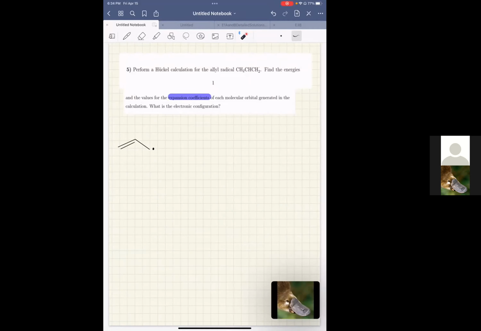So here, perform a Huckel calculation for the allyl radical, CH2CH2. Okay, so we can solve for the energy by using this determinant.